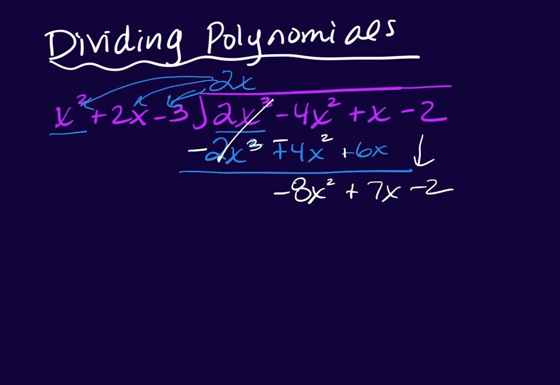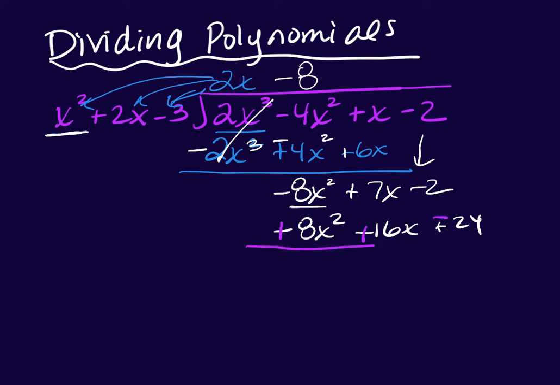So now I'm looking at, okay, how many times does this x squared go into this negative 8x squared? So it goes in there negative 8 times, and then I start my distributing again, and I get a negative 8x to the second, minus 16x, plus 24. And then again, I'm going to change all these signs because I'm subtracting this whole second line, so that becomes a plus, and that's a minus.